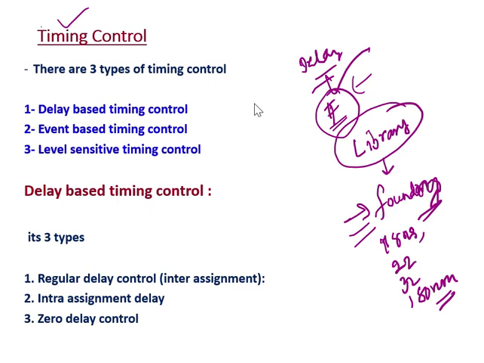So what are timing controls in Verilog? There are three types of timing controls. One is delay based timing control, one is event based, and the third one is level sensitive timing control. What is delay based timing control? It is of three types. One is regular delay control, also called inter-assignment delay. You must have heard this word, inter-assignment delay. The second one is intra-assignment delay, and the third one is zero delay control.